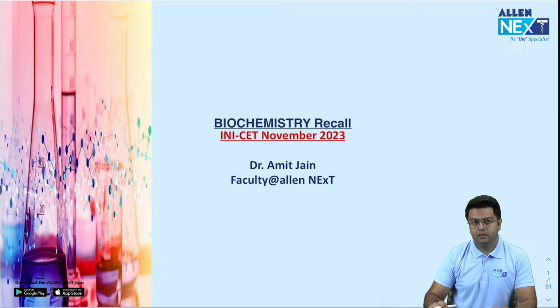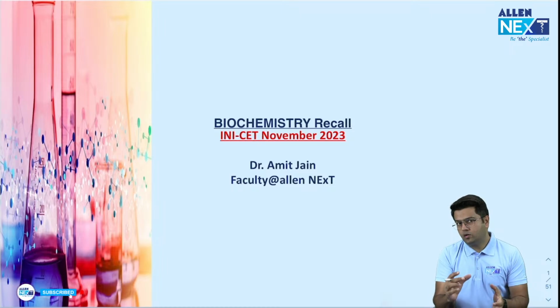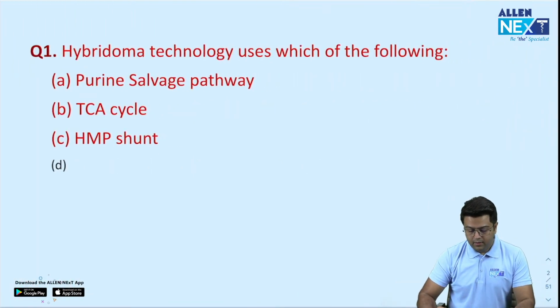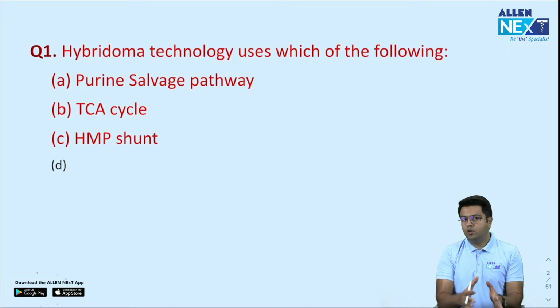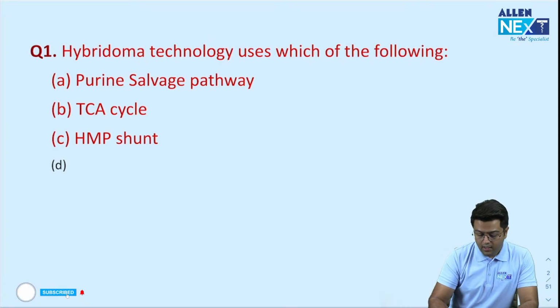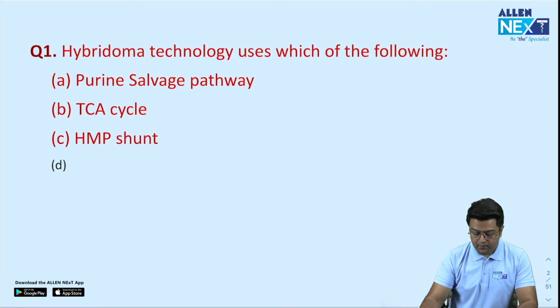So let's start. Looking at the paper in my subject, most of the questions were the same or repeats. There was little integration with other subjects also, and there were some new questions also. Like there was one new question that I'll be discussing at question number 1. Though this question is not new for you, I'll be discussing it in my domain right now. Hybridoma technology uses which of the following?